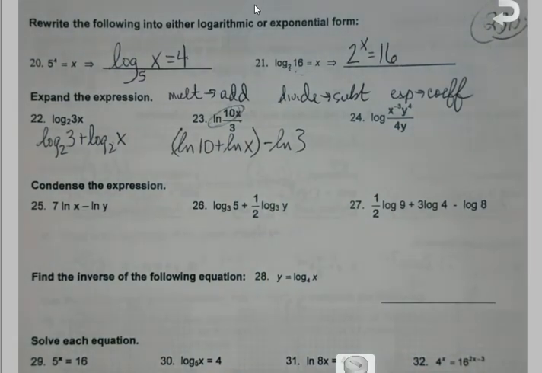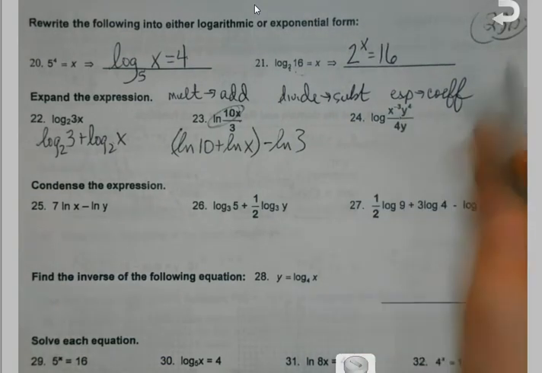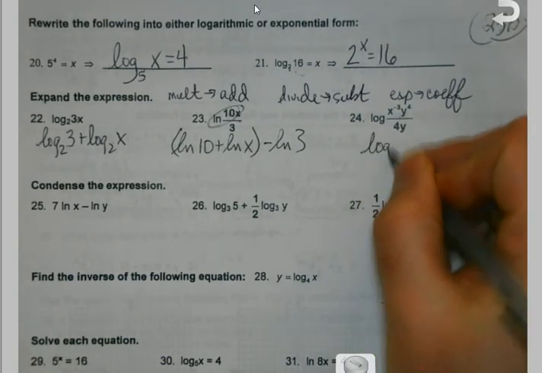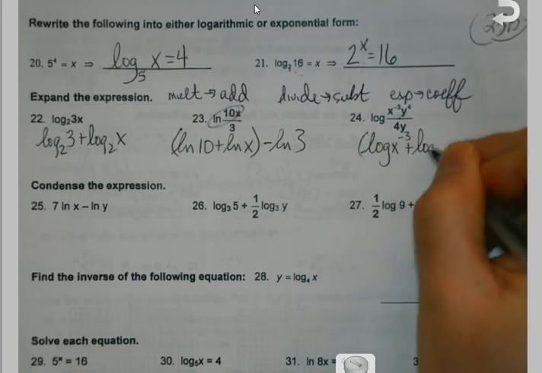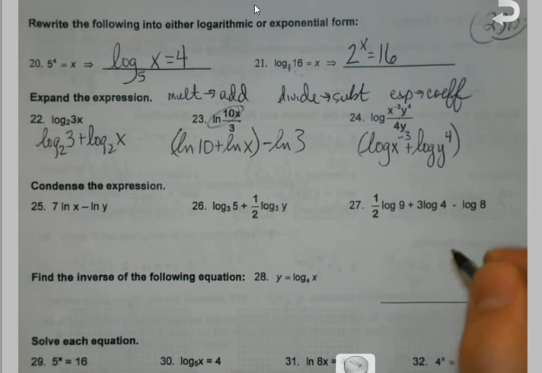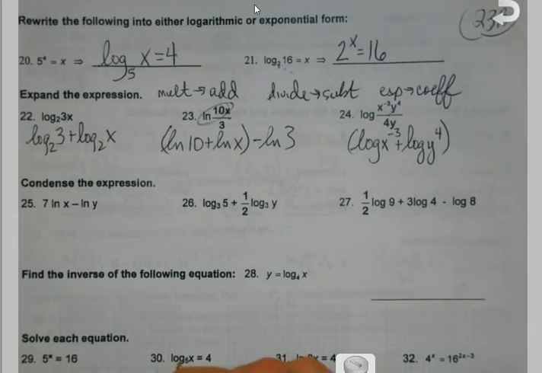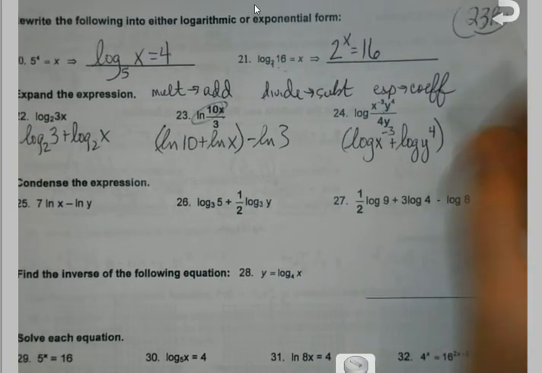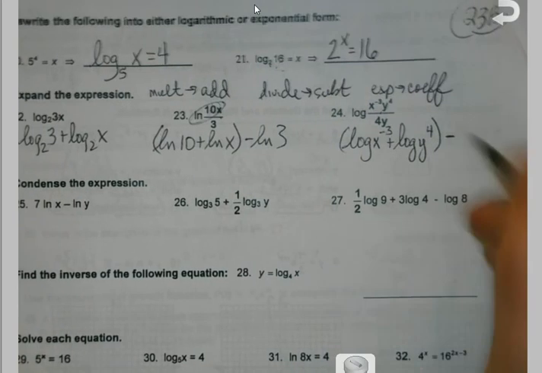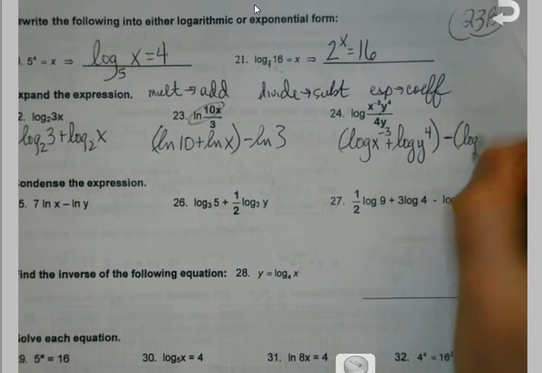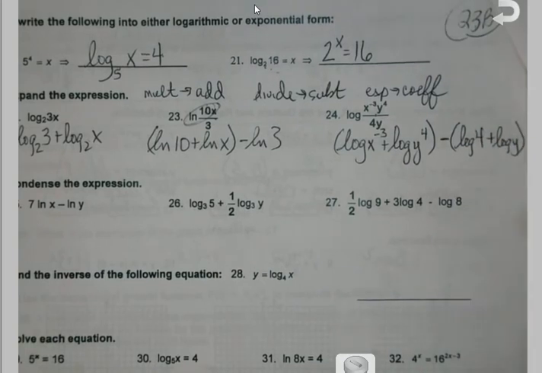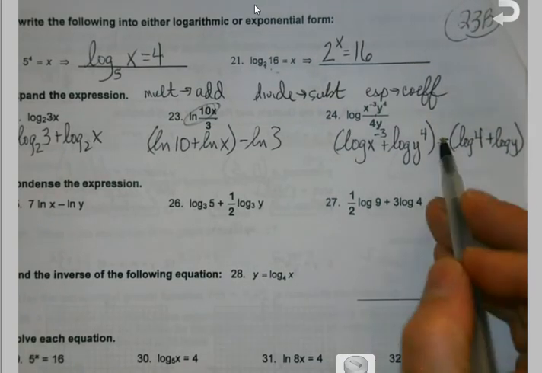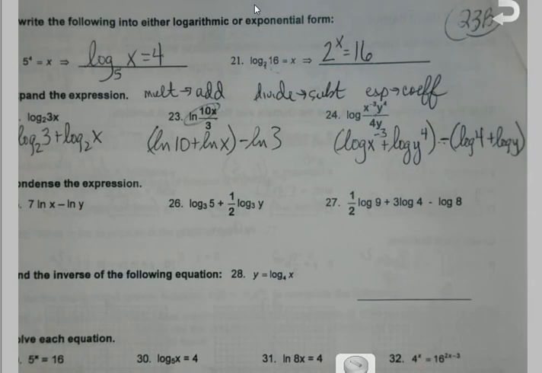Take it in small pieces. Even if you have to do it in 2 steps, which is what I'm going to do in 24. So I've got the log of x to the negative third plus the log of y to the fourth. And that would get my numerator set for a second. I know I still have these to deal with, but we'll get there. Minus the log of 4 plus the log of y. Because again, I want to divide this whole thing. So that's why I definitely need the parentheses here.